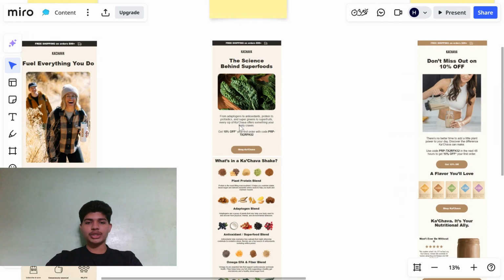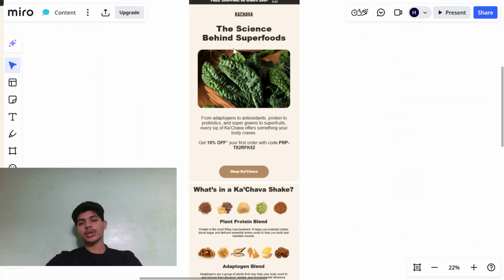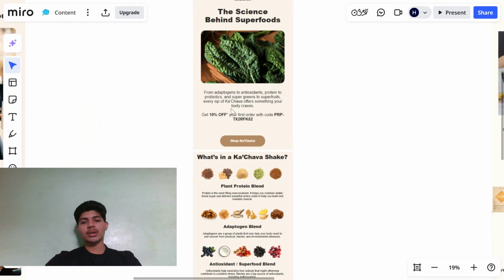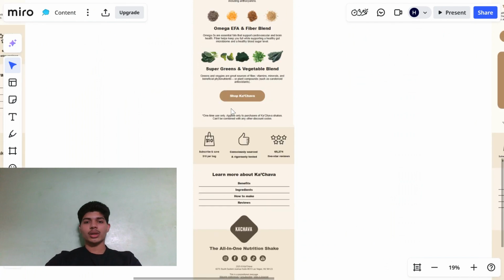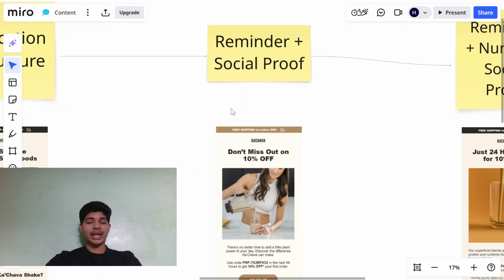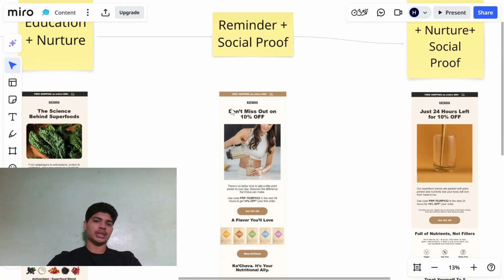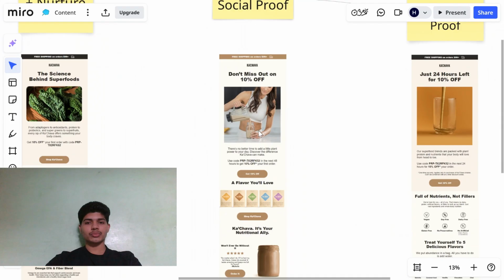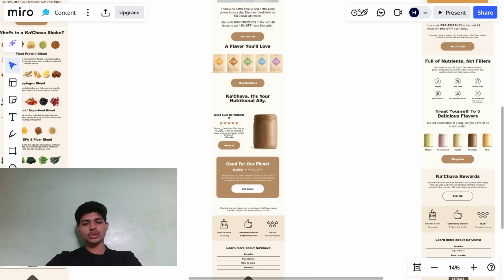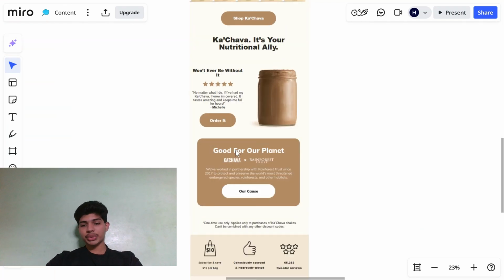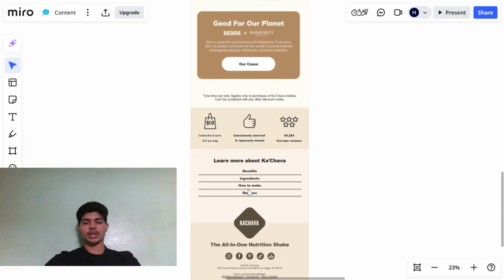This is purely educational. They tell you about their food, how it is scientifically backed, and what ingredients their different products and flavors have. Then there's a reminder, and they have started to build urgency in this email, and we have social proof for nurturing. Reminder, CTA, and their reviews, social proof, their USP, and the footer is consistent.